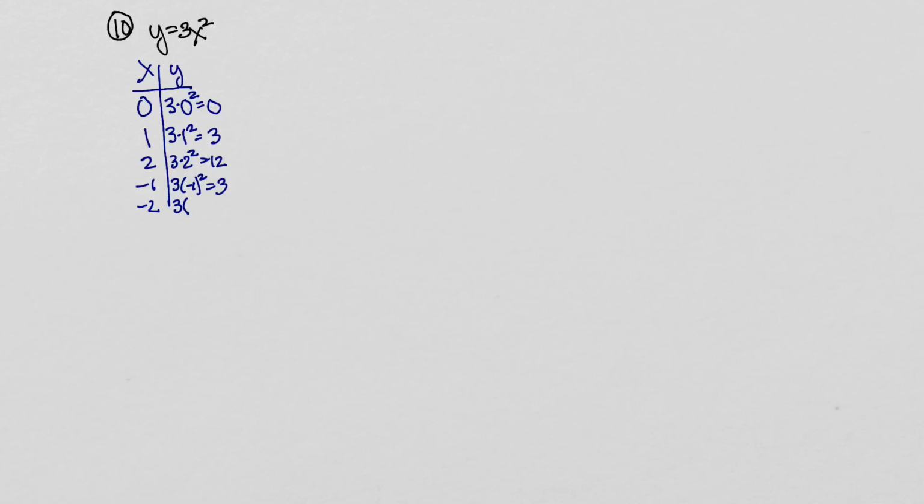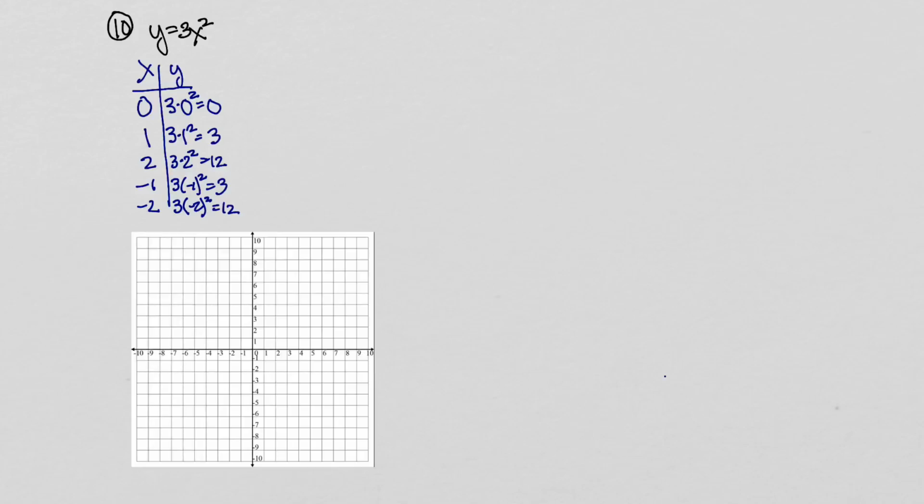3 times negative 2 squared. Negative 2 squared is 4, times 3 is 12. So let's plot these points. First of all, let's go with 0, 0. So we'll plot 0, 0. That's right here at the origin. And then we'll come over to 1, 3. So to the right 1, up 3. That puts us here. And then to the right 2, up 12. All right, so that's going to be off our coordinate system. It's probably going to be up here.